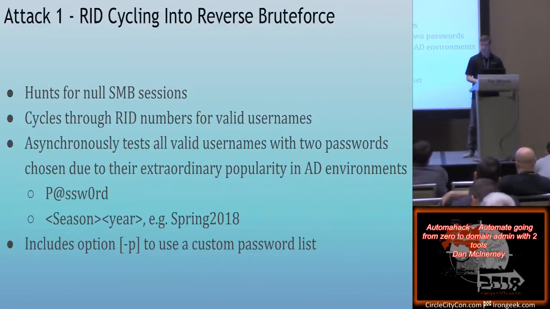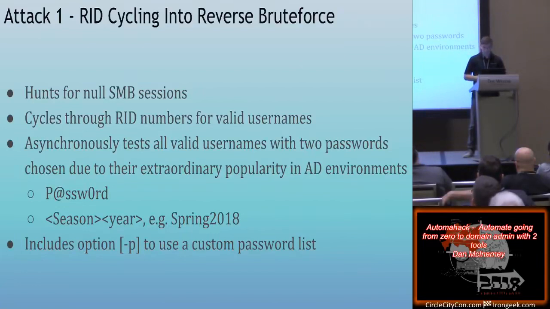The difference between a brute force and a reverse brute force is that a reverse brute force is going to take a long list of usernames and a short list of passwords. The reason we're doing that is so that we don't get account lockouts. So if there's a null SMB session, meaning an SMB session that a computer can connect to another computer using just a blank username and password, we can do an attack called RID cycling.